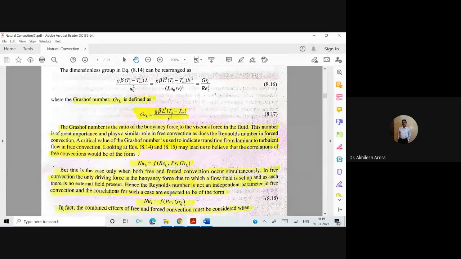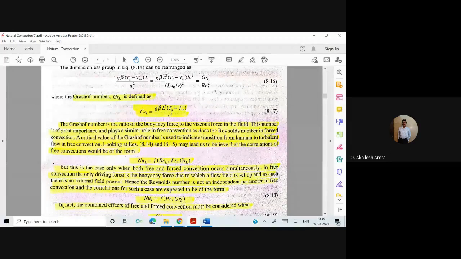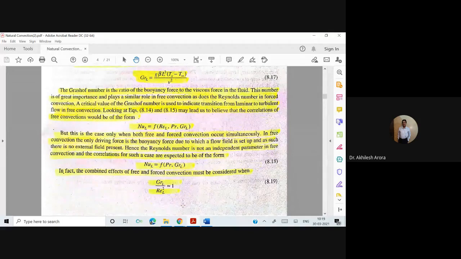Okay, so I hope this part is clear to you. In fact, the combined effects of free and forced convection must be considered when the ratio of Grashof number divided by Reynolds number square is approximately equal to 1. So this is very, very important. If the ratio of the Grashof number divided by the square of the Reynolds number for the whole length of the plate is approximately equal to 1, then we will say both forced and free convection are occurring on the flat plate or the vertical plate.